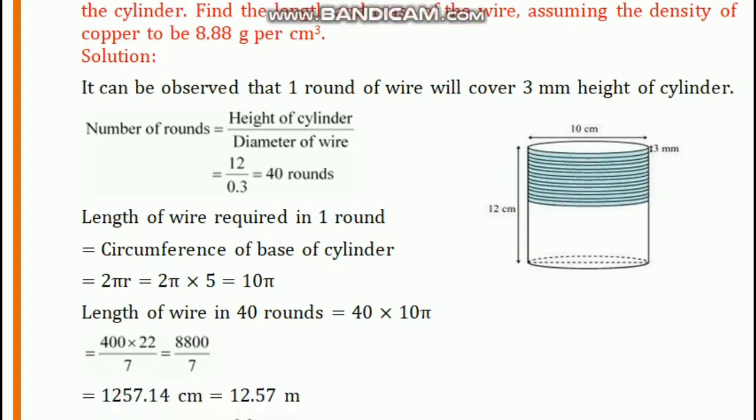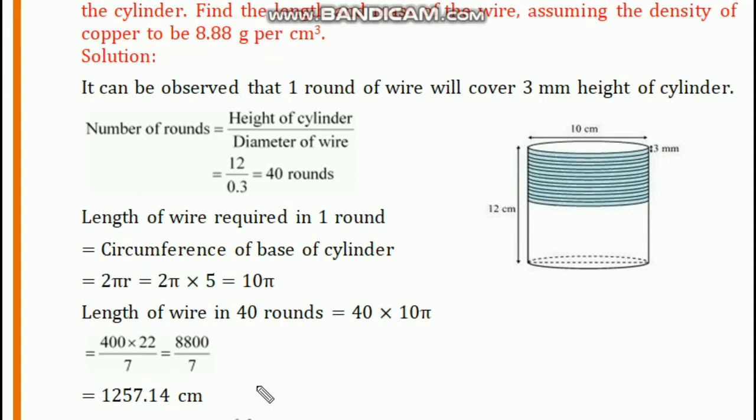So the answer is 400 into 22 by 7, pi value 22 by 7. If we simplify, we get the answer as 1257.14 centimeter. So here we found the length of wire in 40 rounds.